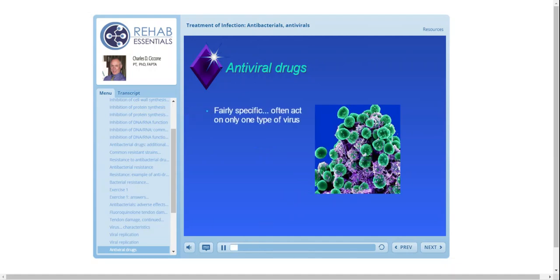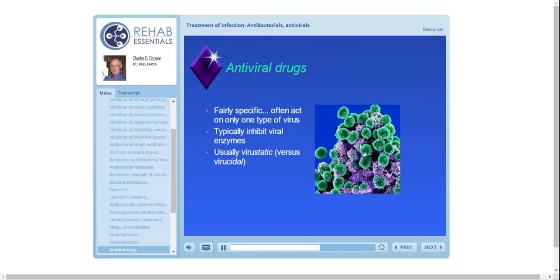So in terms of antiviral drugs, some general characteristics are they're fairly specific. They often only act on one type of virus or one family of viruses. They typically inhibit the biosynthesis stage, where the enzymes are used to make new viral parts. As such, they are not usually virucidal. They don't usually kill the virus, but they're usually virustatic. They're going to slow down or delay the replication of the virus so that hopefully the immune system can come in and take over and do its job.